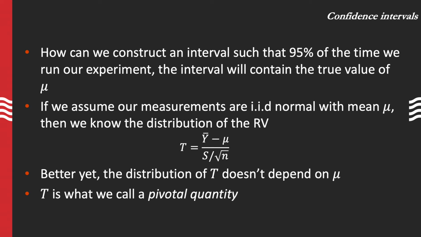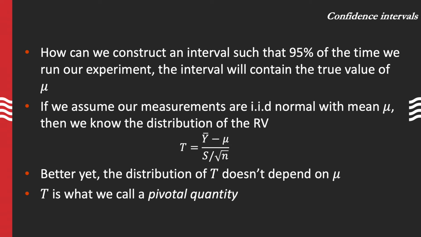Turns out we can actually do this using the t-statistic. So if we assume our measurements are IID normal with mean mu, as we have the whole time, then we know the distribution of the random variable t, again defined in the normal way, we know that's the student's t-distribution with n-1 degrees of freedom.